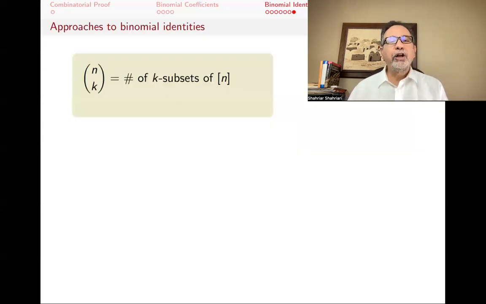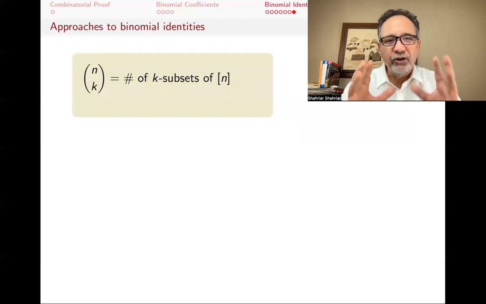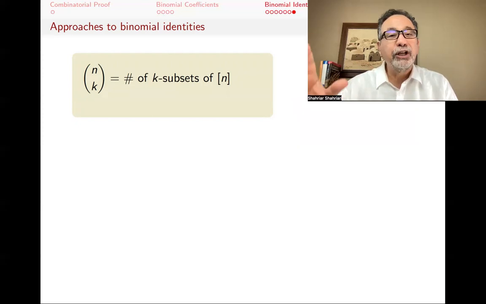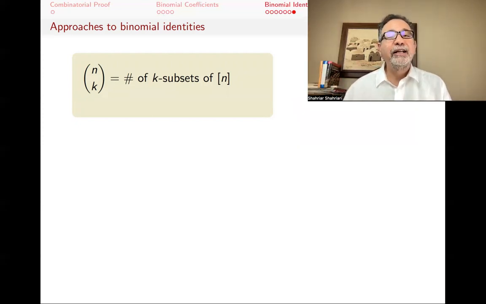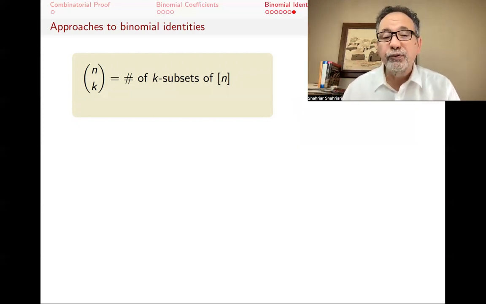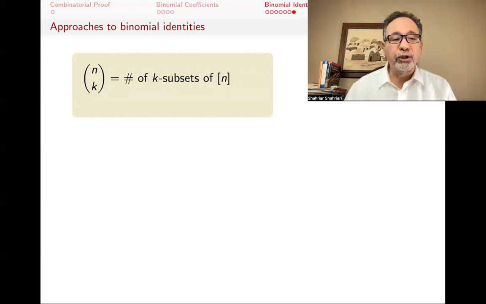I'm done with my examples. I want to tell you some sort of a general idea of some of the future things we'll do. And then I'll tell you an open problem, a conjecture that hasn't yet been proved. No one knows how to prove it, about binomial coefficients.